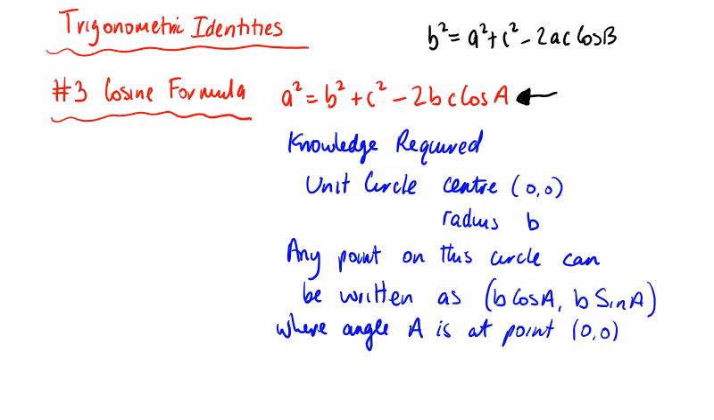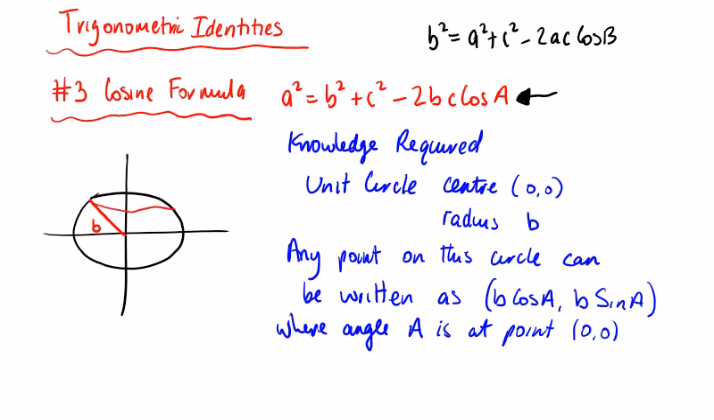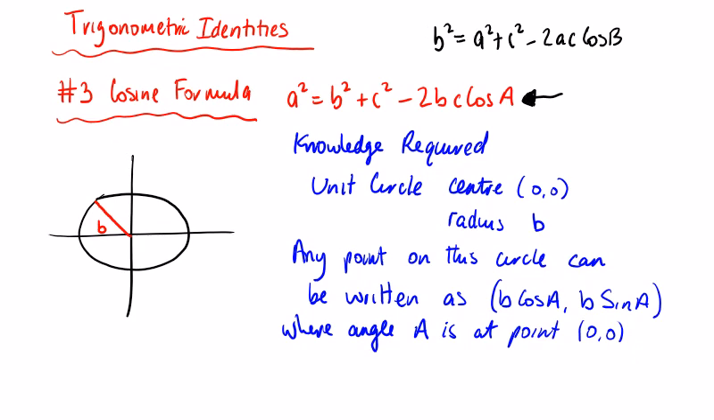The knowledge required is the unit circle, like trig identity number 1. Just try and make that more in the middle. So here's my unit circle. The diagram I need to set up here is a triangle where I've got this b as my radius. So this is b, and I extend this line outside the unit circle to a point on the x-axis. This is my angle A.